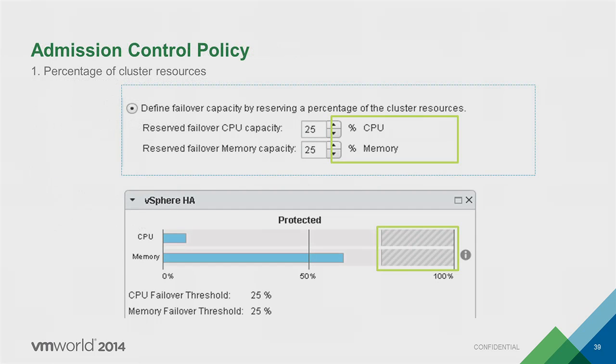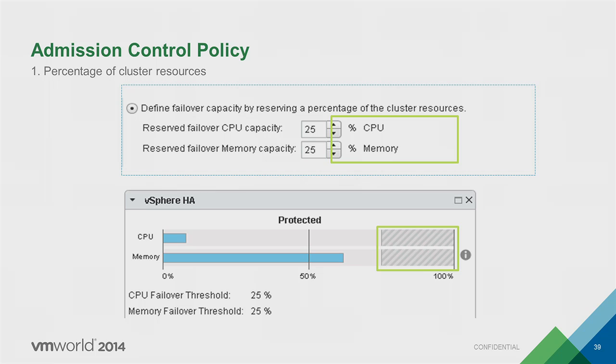Just one quick question. How many people have admission control enabled in their clusters? Okay. And if you have admission control enabled, how many people are using slot-based, host failures cluster will tolerate? Just a couple. Percentage-based? Okay, most everybody else. And then dedicated failover host? Just a couple. Okay.